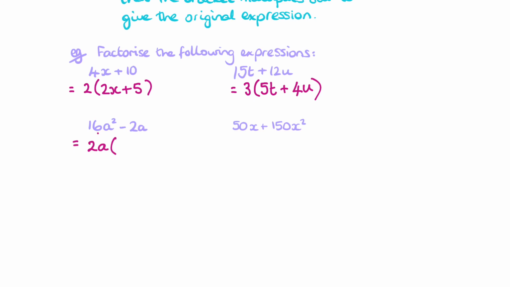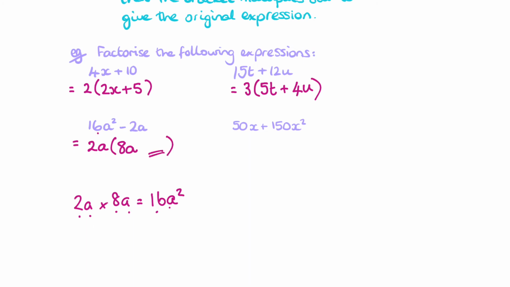So now we need to work out 2A times what goes here has to be 16A squared. So 2 times 8 is 16, and A times A is A squared. So 2A times 8A is 16A squared, because you've got 2 times 8 is 16, A times A is A squared.